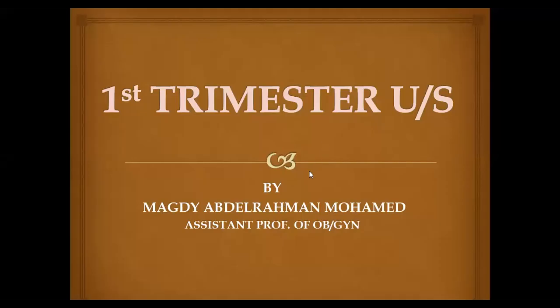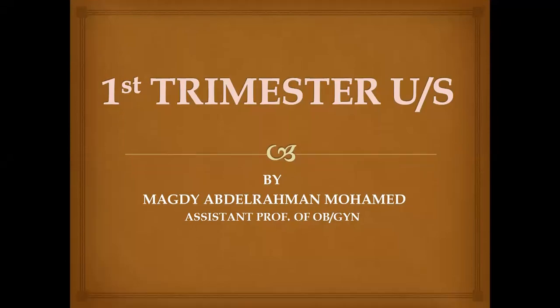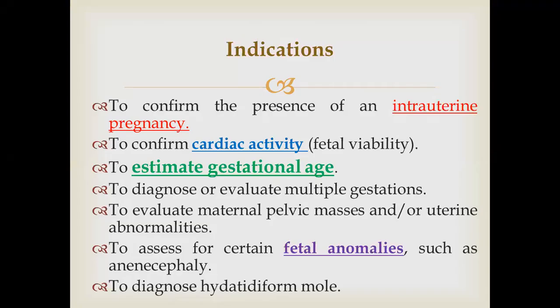First trimester ultrasonography. What's the indication for first trimester ultrasonography? First, to confirm the presence of an intrauterine sac and exclude ectopic pregnancy. Then, confirm cardiac activity and fetal viability. Third, to estimate gestational age.